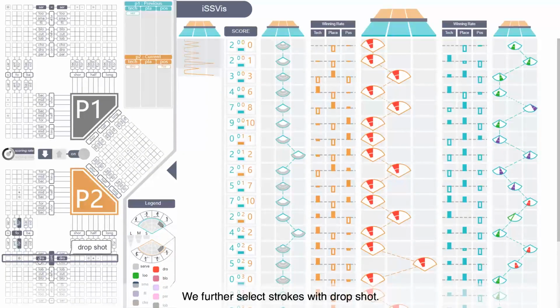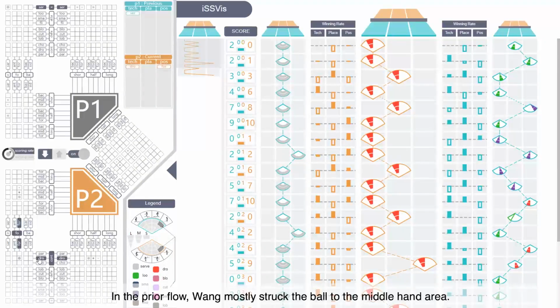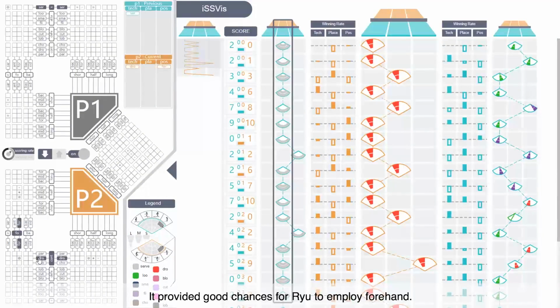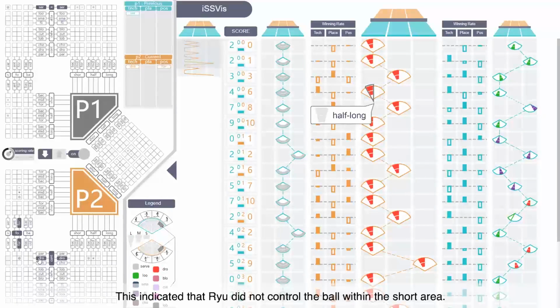We further select strokes with drop shot. Strokes with forehand show dominant advantages for its big power. In the prior flow, One mostly struck the ball to the middle hand area. It provided good chances for Real to employ forehand. However, most of the strokes of Real were half-long strokes. This indicated that Real did not control the ball within the short area.